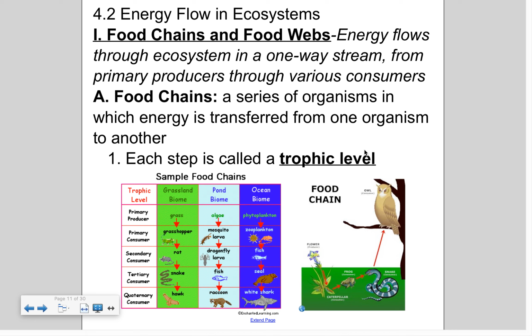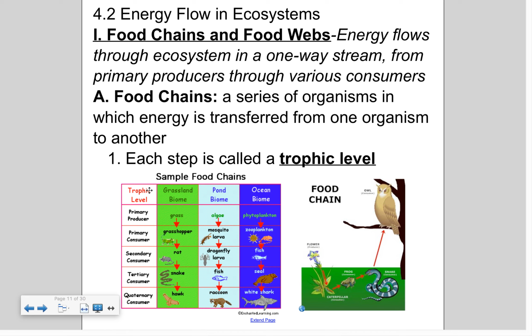But anyways, a food chain is just like a short little story, a series of organisms in which energy is transferred from one organism to another. So here's a simple food chain where we have our flower that makes sugars, and that energy is being transferred from the flower to the caterpillar. Notice that they're using the arrow and it's pointing away from the flower. So energy is being transferred from the flower to the caterpillar to the frog to the snake, and then the snake to the owl. So this is a simple food chain. You can see it's a one-way stream.